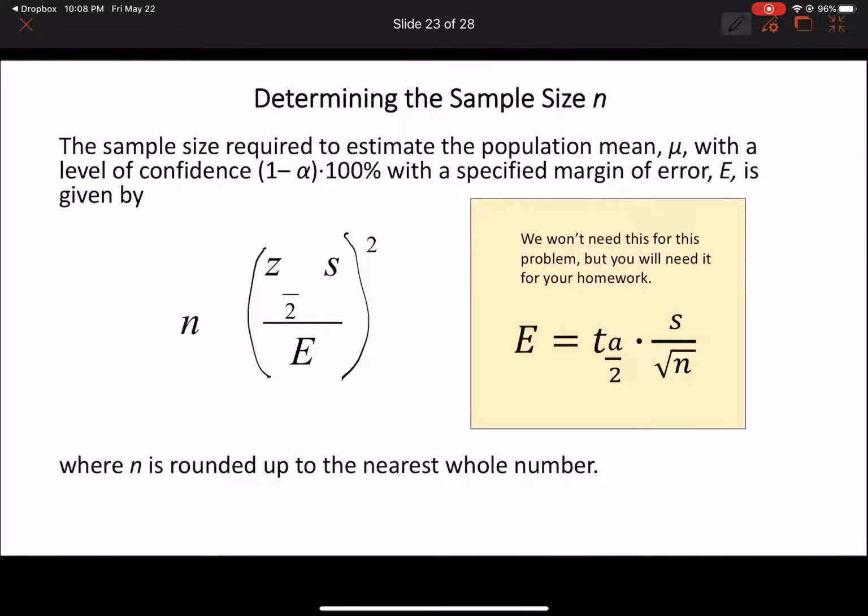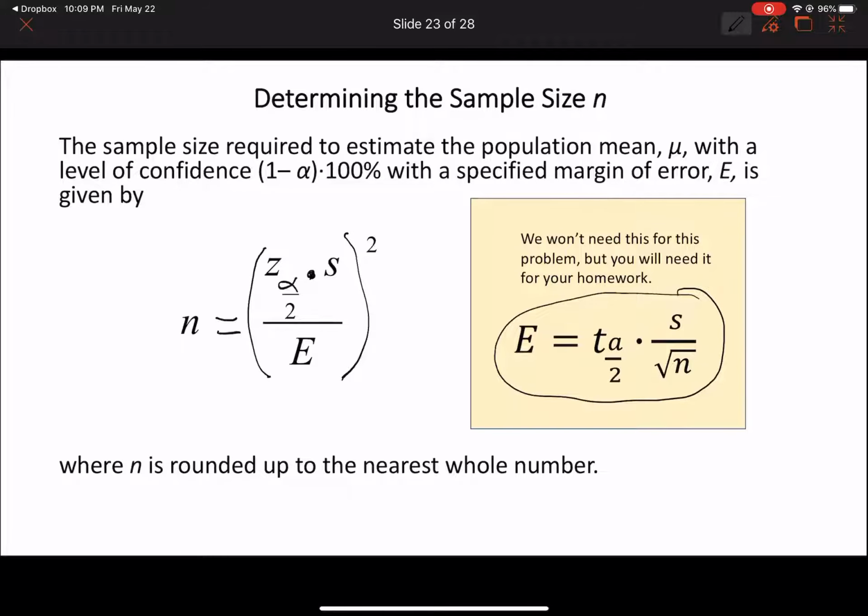So this is multiplication. It's your critical value z times the sample standard deviation, divided by your margin of error, all squared. We have to use z here because we don't know n. Since we don't have n, we can't calculate a t value, because the t value is dependent on how many degrees of freedom we have. So we have to use our z critical value to calculate the sample size that we need. This right here is just a reminder of how we calculate a margin of error if we know our sample size.